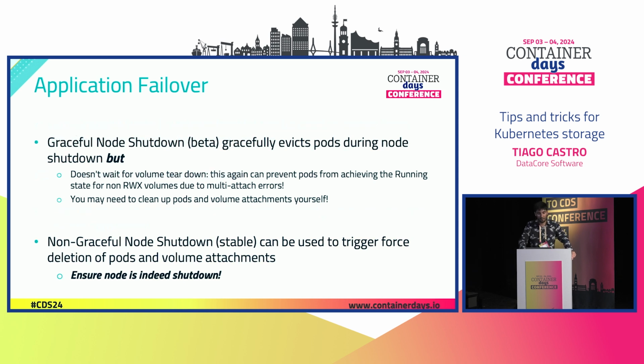Graceful node shutdown, at the moment in beta as far as I know, gracefully evicts pods during node shutdown. But unfortunately, it doesn't quite work well for us. It doesn't wait for the volume teardown to happen, which can again prevent the pods from running on a different node due to the multi-attach errors. So you may end up having to clean up the pods and the attachments yourself, and then we recommend using a combination of both the graceful node shutdown and the non-graceful node shutdown, which will then trigger the deletion of the pods and attachments.